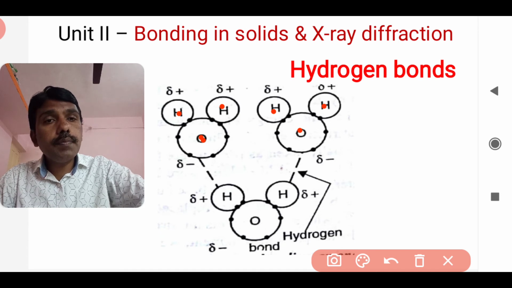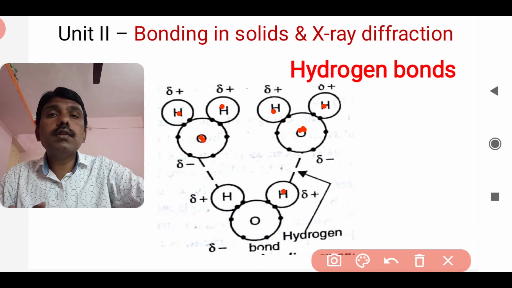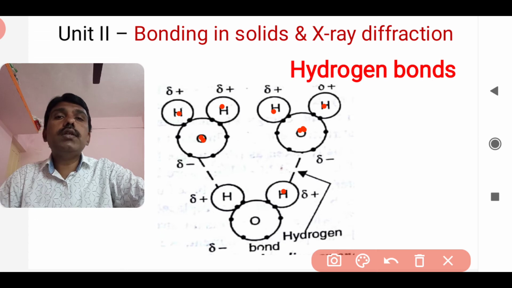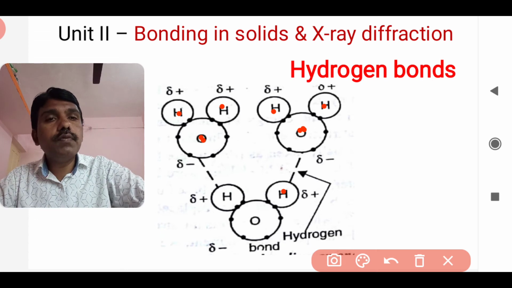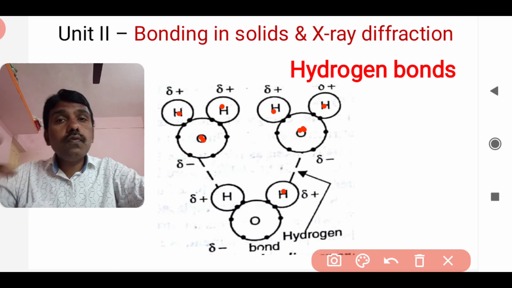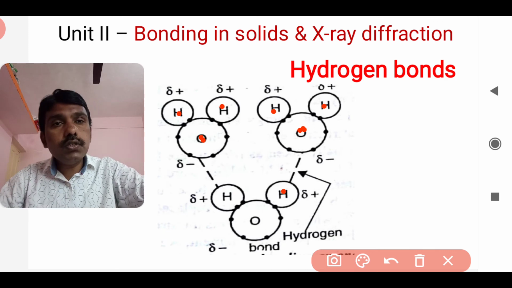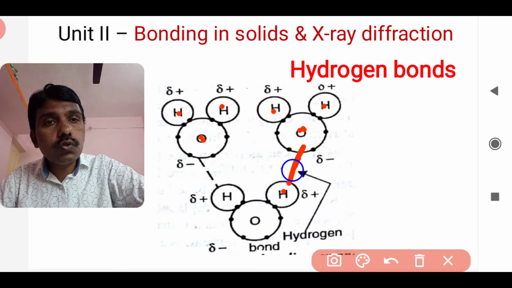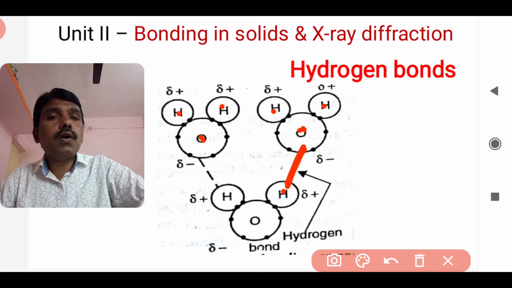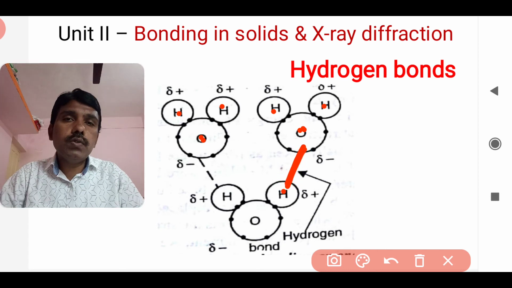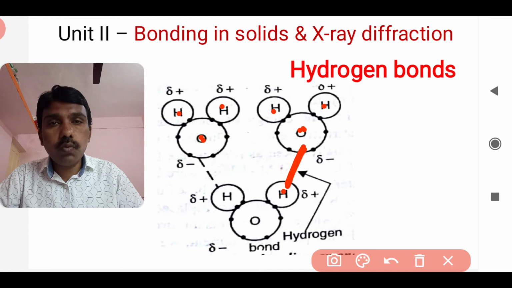But what happens here is that O, that is oxygen, is electronegative, so it attracts another H from another segment. Here the dipole interaction takes place between this oxygen and the H of another H2O, and this interaction between the dipoles is nothing but what we call hydrogen bonds.